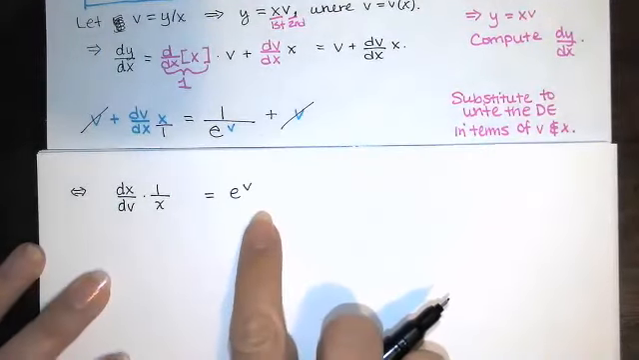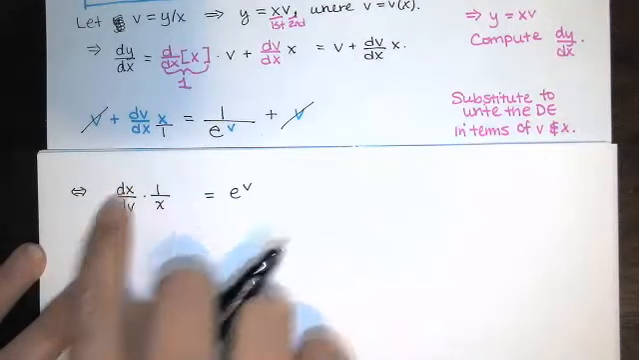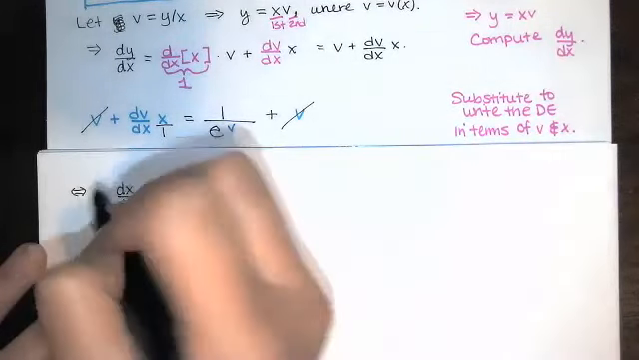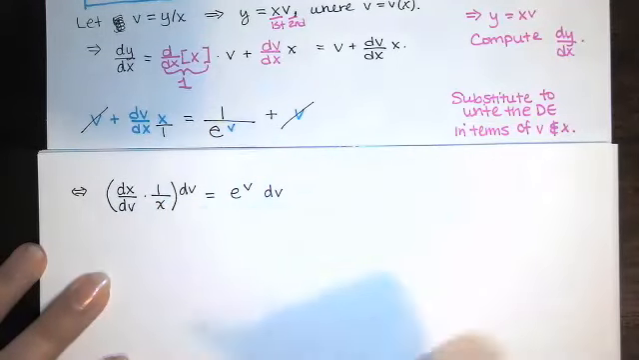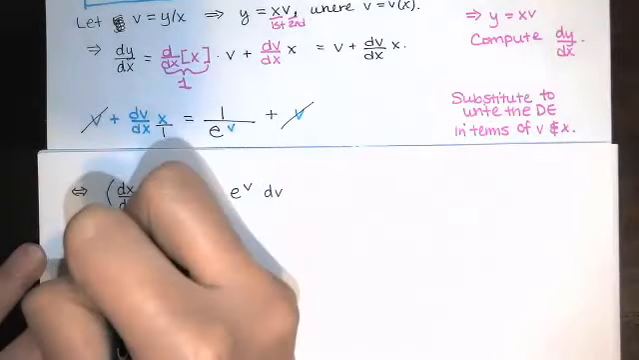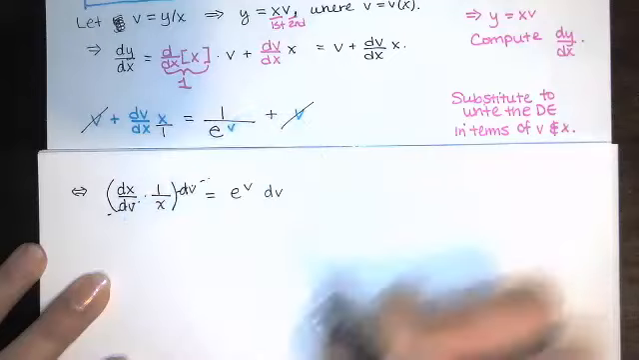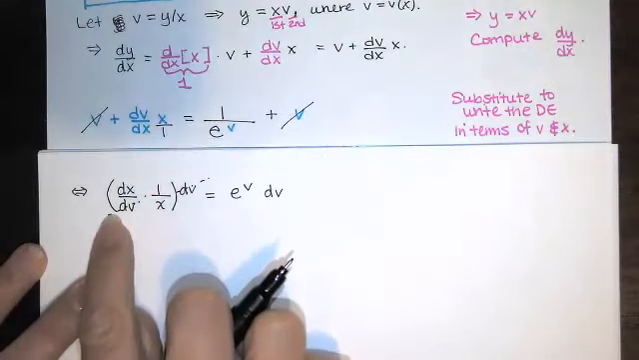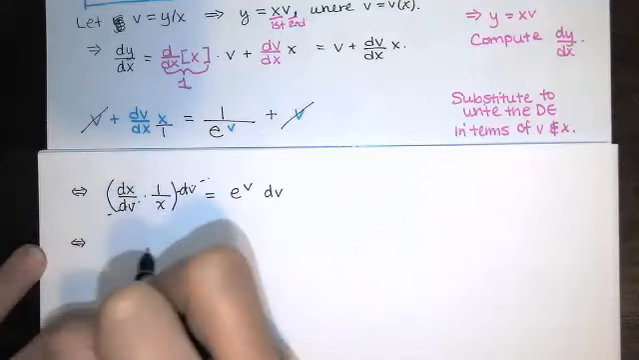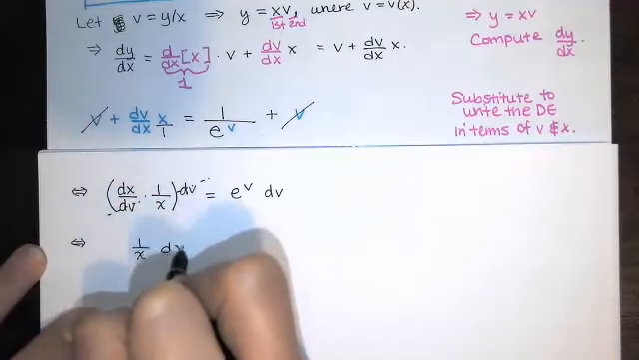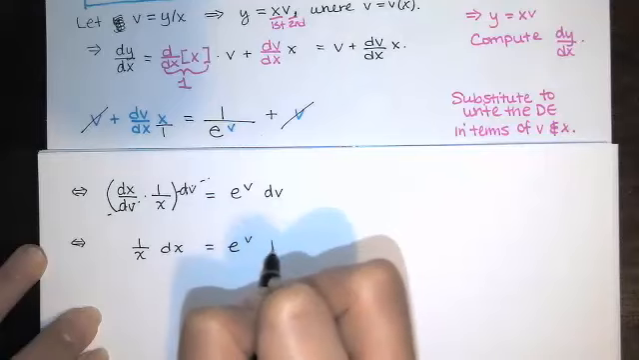So we've got this here, and I've got 1 over x times dx over here, and e to the v. I need all my v's on this side, so I'll multiply both sides by dv, and then by definition of the differential, dv times dv over dx is dx, and so we get this. This is good, we've separated the variables.